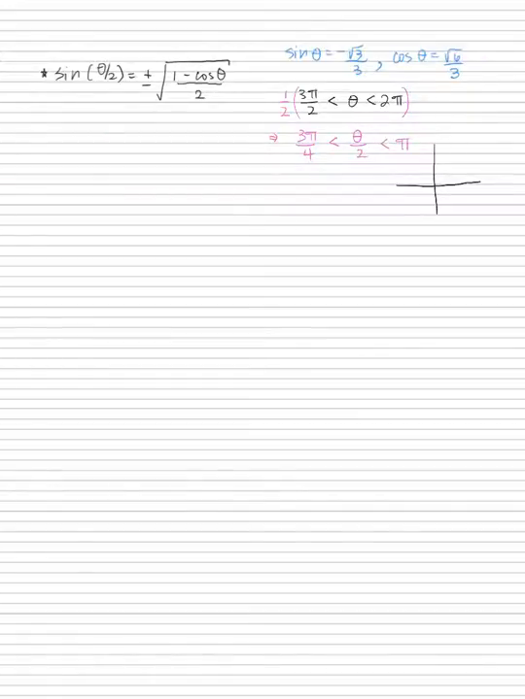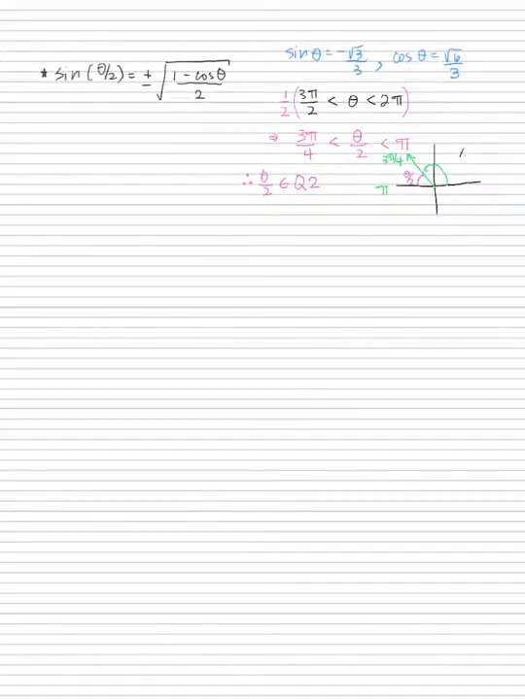So let's take a look at that. 3 pi over 4 is right here, and then pi, so let me just write it out. This is 3 pi over 4, and then our pi is here. So that means that theta over 2 must lie in quadrant 2. Therefore, theta over 2 lies in quadrant 2.